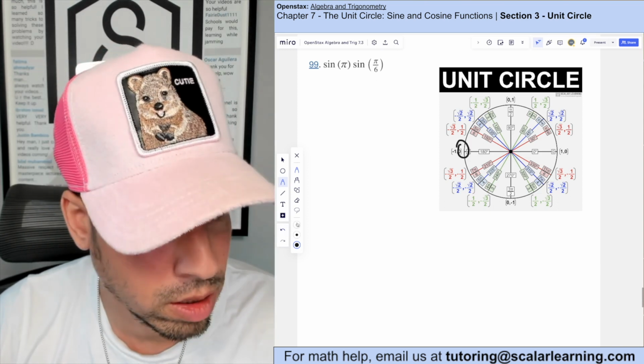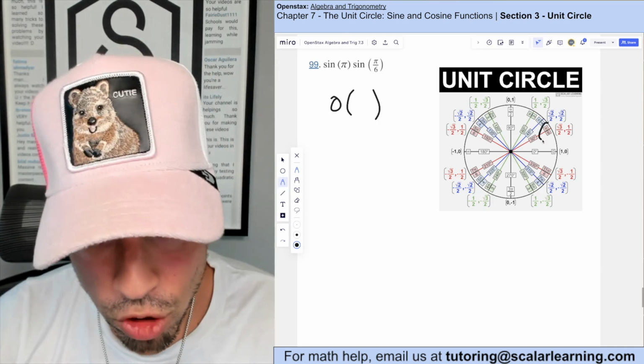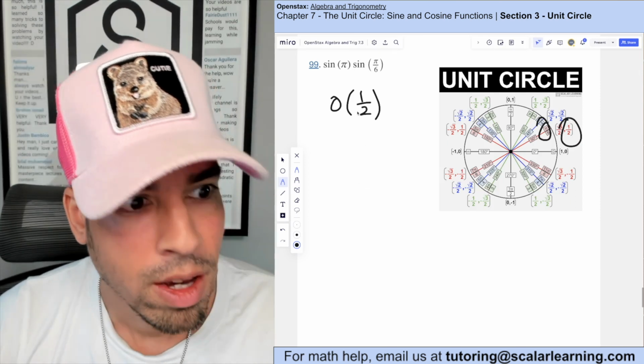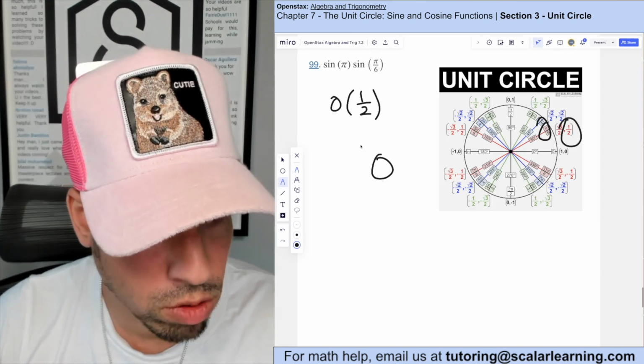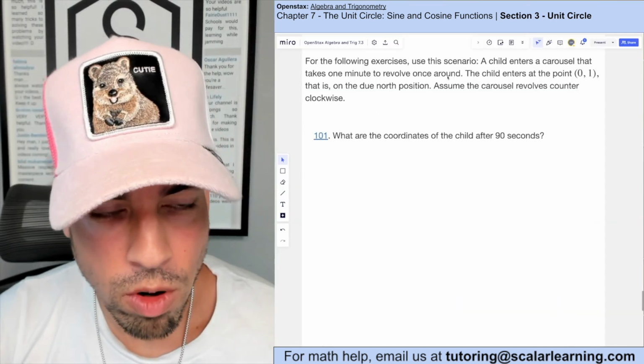Sine is the corresponding y value, which is 0. And then we're multiplying it by sine of pi/6, which is right here. Sine of this is the corresponding y value, which is 1/2. And 0 times 1/2 is, of course, 0. Boom, done.